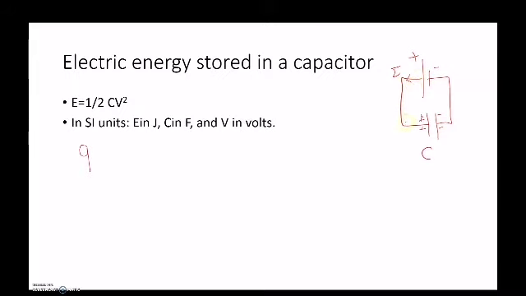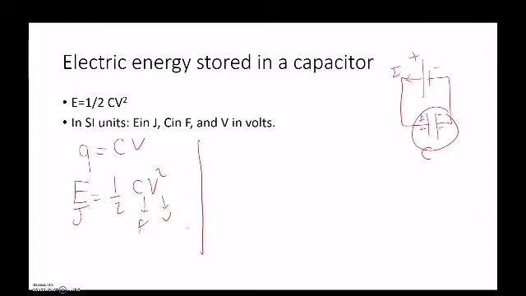A current will pass in the circuit, and finally a certain quantity of charge will be accumulated on the positive plate here, and an equal amount of negative charge will accumulate on the second plate. The quantity of charge, as I said at the very beginning of the chapter, is Q equals C times V. If we are interested in the electric energy stored in the capacitor, we have to use this formula, E equals half C V squared. In SI units, E is in joules, C in farads, and V in volts.